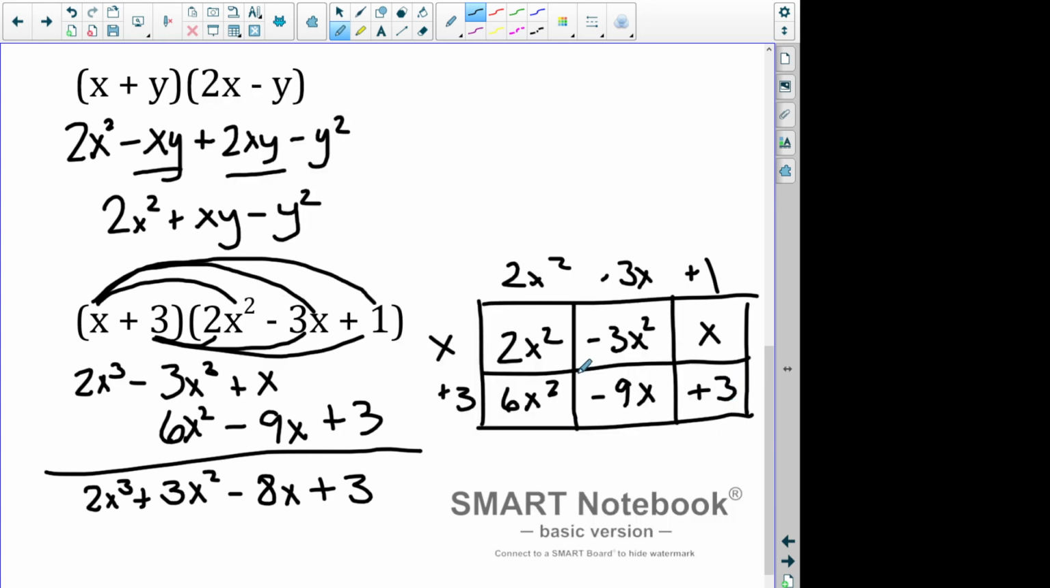Okay. And then when I look at the like terms here, the like terms are on the diagonals. So here's some like terms here, and here's some like terms here. Right? So that's the way that works out. You end up with the same thing, 2x cubed plus 3x squared minus 8x plus 3. Okay? We're going to name that polynomial. That would be a cubic polynomial with 4 terms.